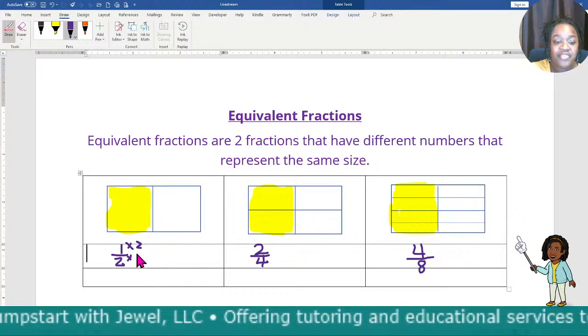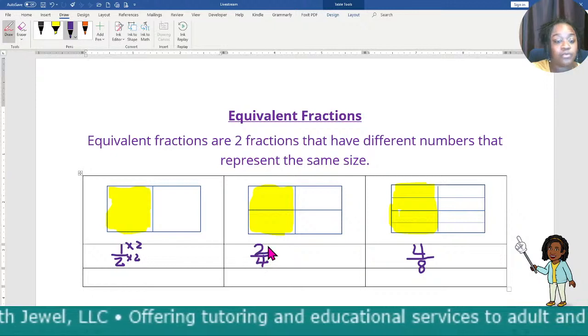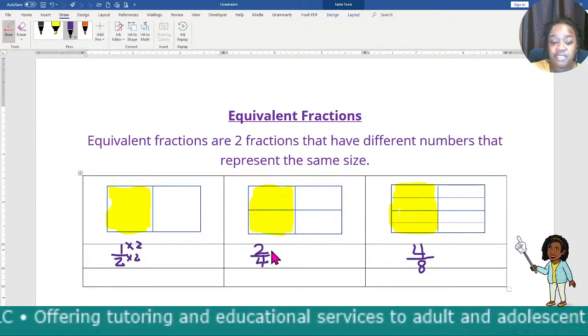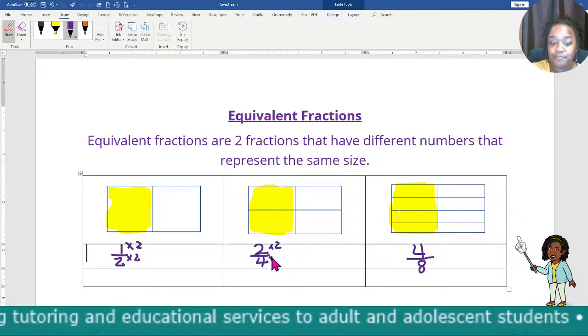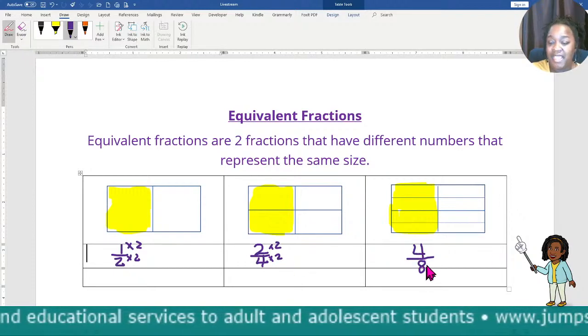You would multiply the numerator by 2 and the denominator by 2, and it equals 2/4. Same thing with 2/4. If you multiply them both by 2, it's going to give you 4/8.